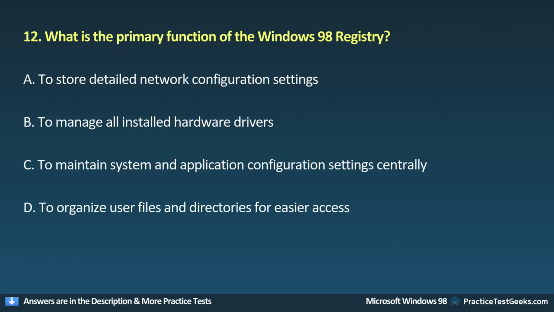12. What is the primary function of the Windows 98 registry? A. To store detailed network configuration settings. B. To manage all installed hardware drivers. C. To maintain system and application configuration settings centrally. D. To organize user files and directories for easier access.